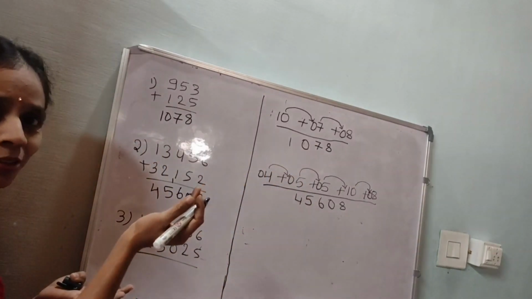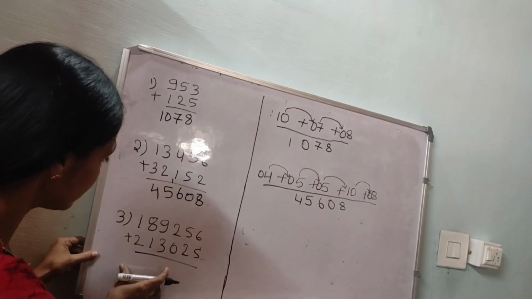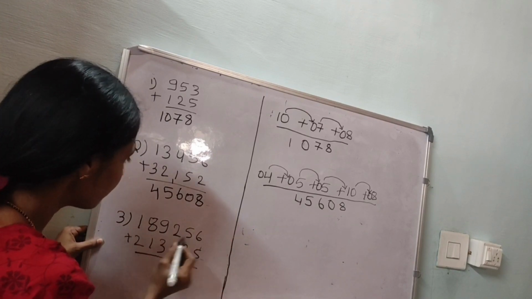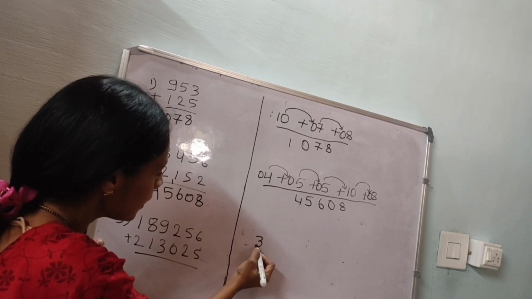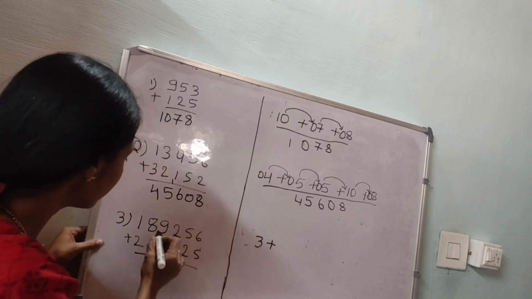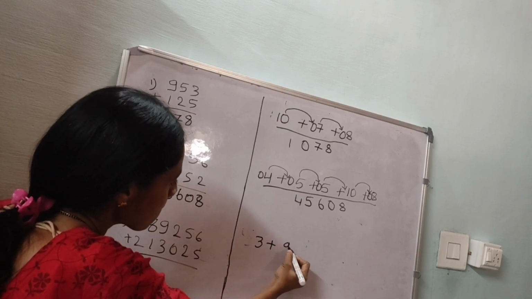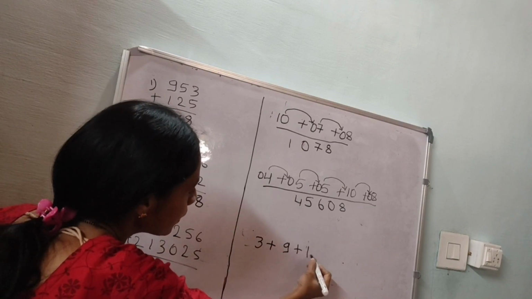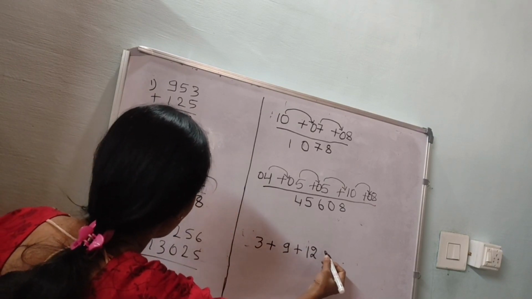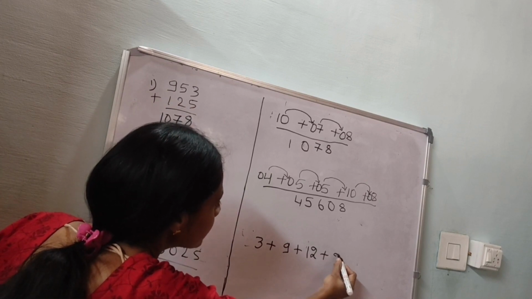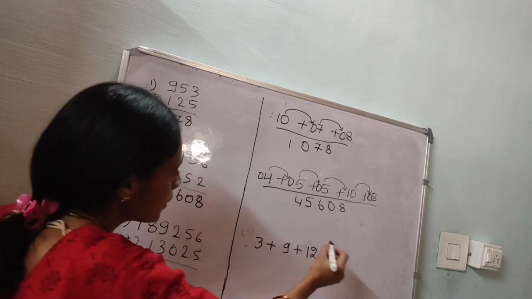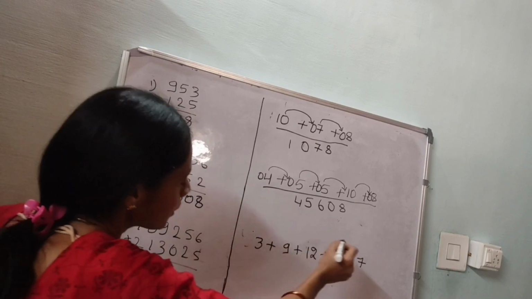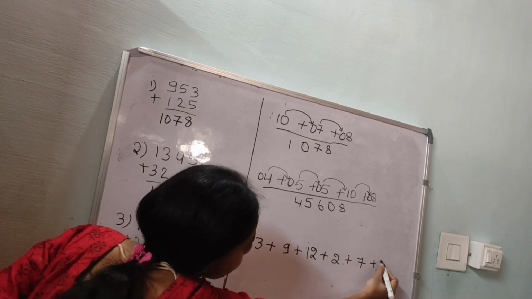Any big number is there. Okay. Next we consider this one. This is a 6-digit number. Add 1 plus 2 is 3, 3 plus 8 plus 1 is 9. 9 plus 3 is 12. 2 plus 0 is 2. 5 plus 2 is 7. And 6 plus 5 is 11.